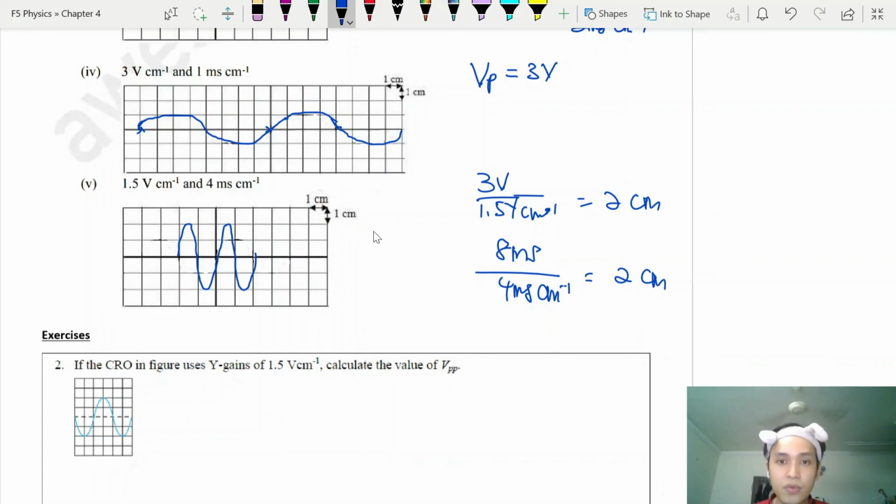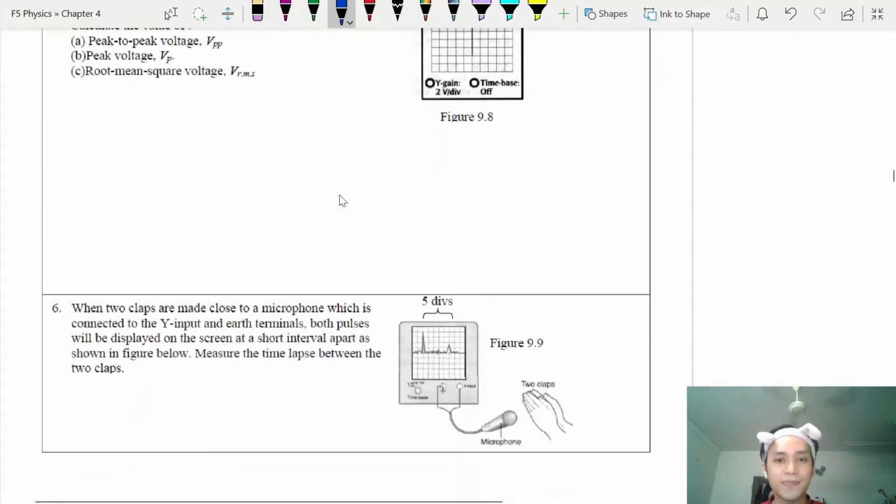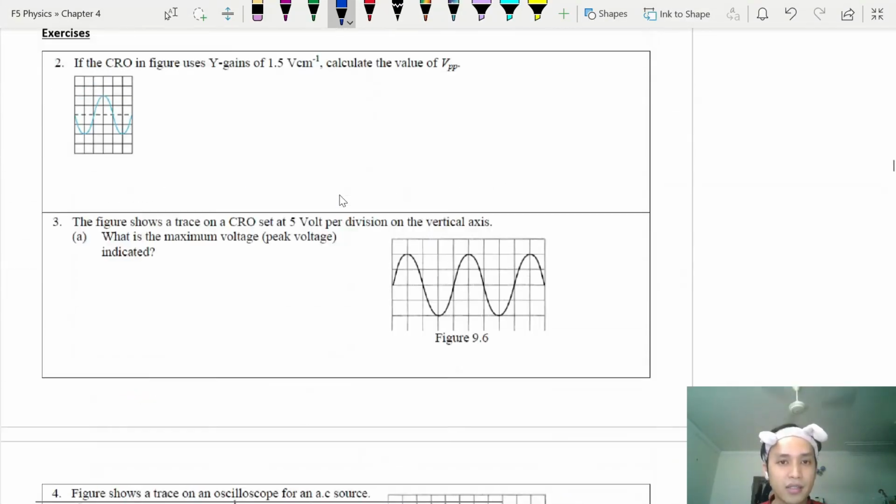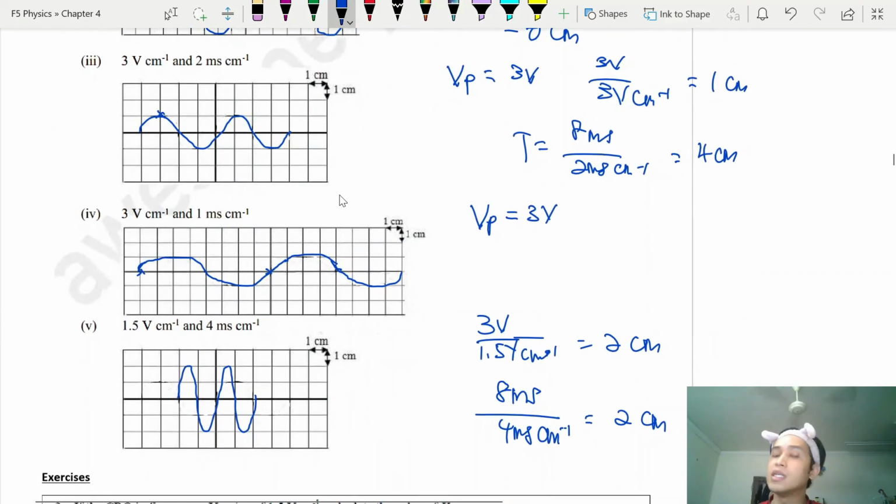It's very simple. As long as you know how to calculate your peak voltage and your period, you will be able to draw or sketch the different types of wave patterns. Even in the objective questions they will ask you which one is the correct drawing, so based on this method you can calculate. That will be it. More than enough for your first part, CRO. This part is very important.